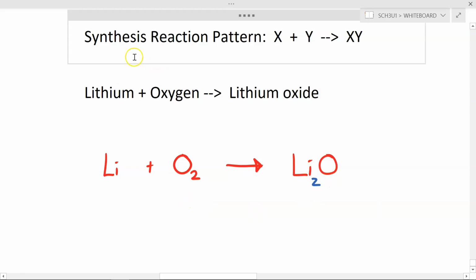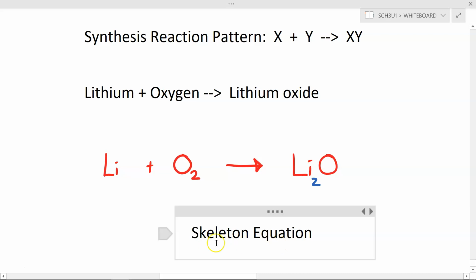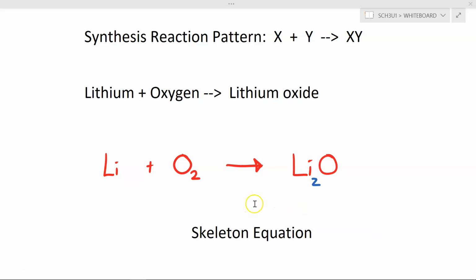And that's how we use the synthesis pattern, and following this pattern, we are able to predict what product will be produced, even if I've never seen this reaction before. Now remember, this is just the skeleton equation. It doesn't contain coefficients to balance it out, so right now it is not following the law of conservation of mass. So if the question on the test or the assignment requires you to write out the balanced equation, you would have to include the coefficients in the front. Please watch my previous video on how to balance equations if you're not sure where these numbers came from.